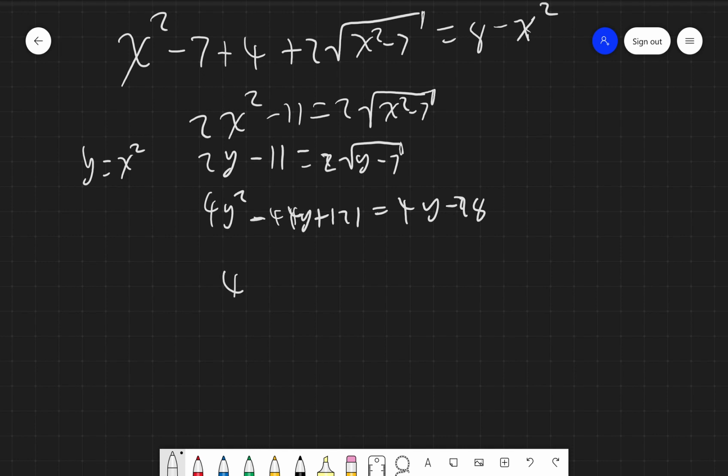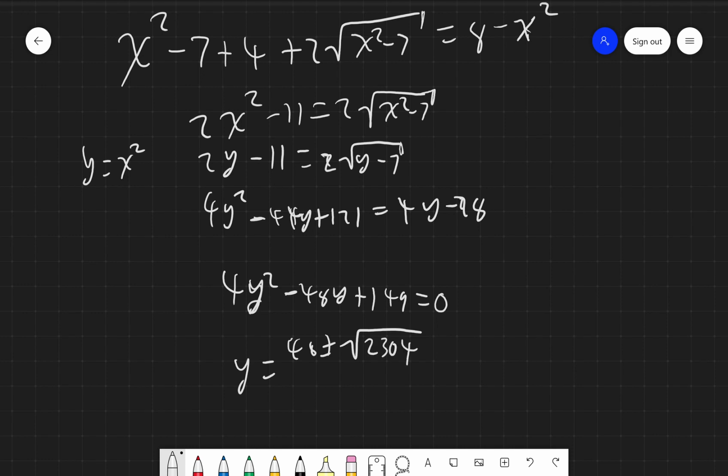Cool. So now, once we have a polynomial, we can bring everything to one side, right? 4y squared minus 48y plus 149 equals 0. All right, y equals 48 plus or minus the square root of ugly. You know what? Let's use a calculator. I mean, you don't need it, but who's going to do 48 squared on paper? That's so boring. All right, cool, we got that.